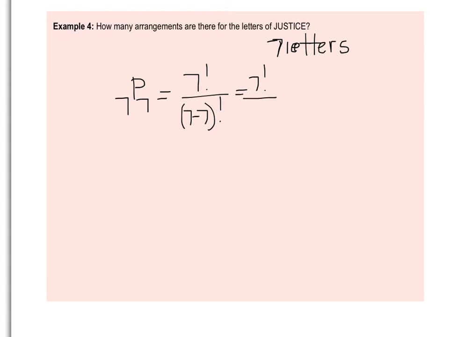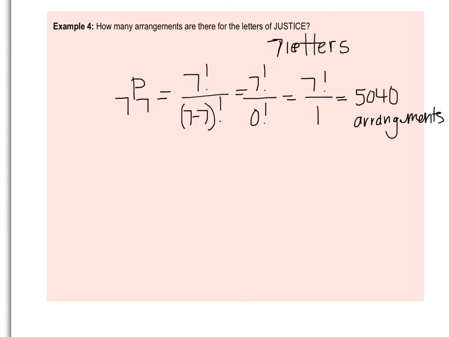How many arrangements are there for the letters of justice? So here we're going to be arranging the letters of justice. There's 7 letters. Notice that none of them are repeating. We have 7 different letters. Let's go straight to the formula this time. So we have 7 letters, and we're arranging 7 of them. So we're going to take 7 factorial over 7 minus 7 factorial, which is just 7 factorial over 0 factorial. Remember, 0 factorial is just 1. And so we're just going to have 7 factorial, which is 5,040 different arrangements.